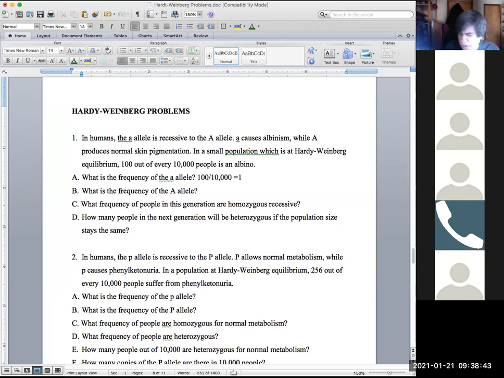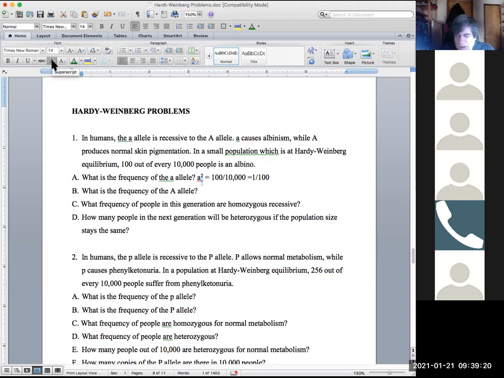If we have 100 out of 10,000 and we cancel 2 zeros, that's really like 1 out of every 100. So the frequency of the little a allele, you might think is this, but keep in mind what we're calculating here is little a squared, because this is people who are albinos. Being an albino is your phenotype, so albinos show the recessive phenotype.